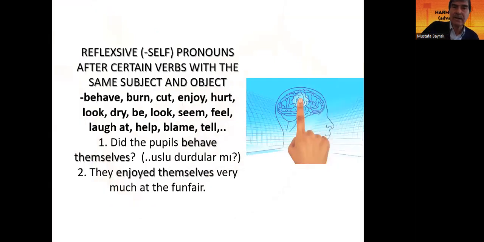Okay, now we have finished studying both imperatives and tag questions, especially with imperatives. And now it's time to start the reflexive or self pronoun, used after certain verbs with the same subject and object, for example, behave, burn, cut. Julia cut herself, for example.